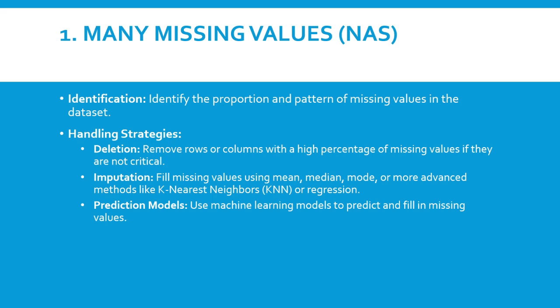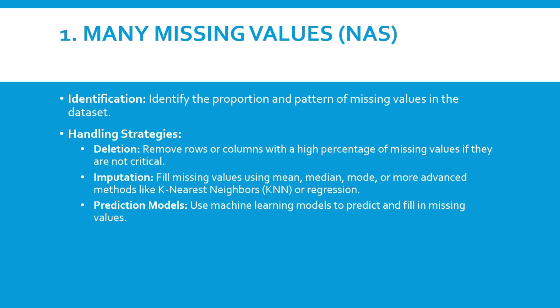That means filling missing values by means of some operation like the mean value. You can take the mean value of the entire data set and fill in the NA places, or you can take the median value and fill in the NA places, or you can take the mode of the particular column and fill the NA values. Or you can apply some more advanced methods like k nearest neighbor or regression method.